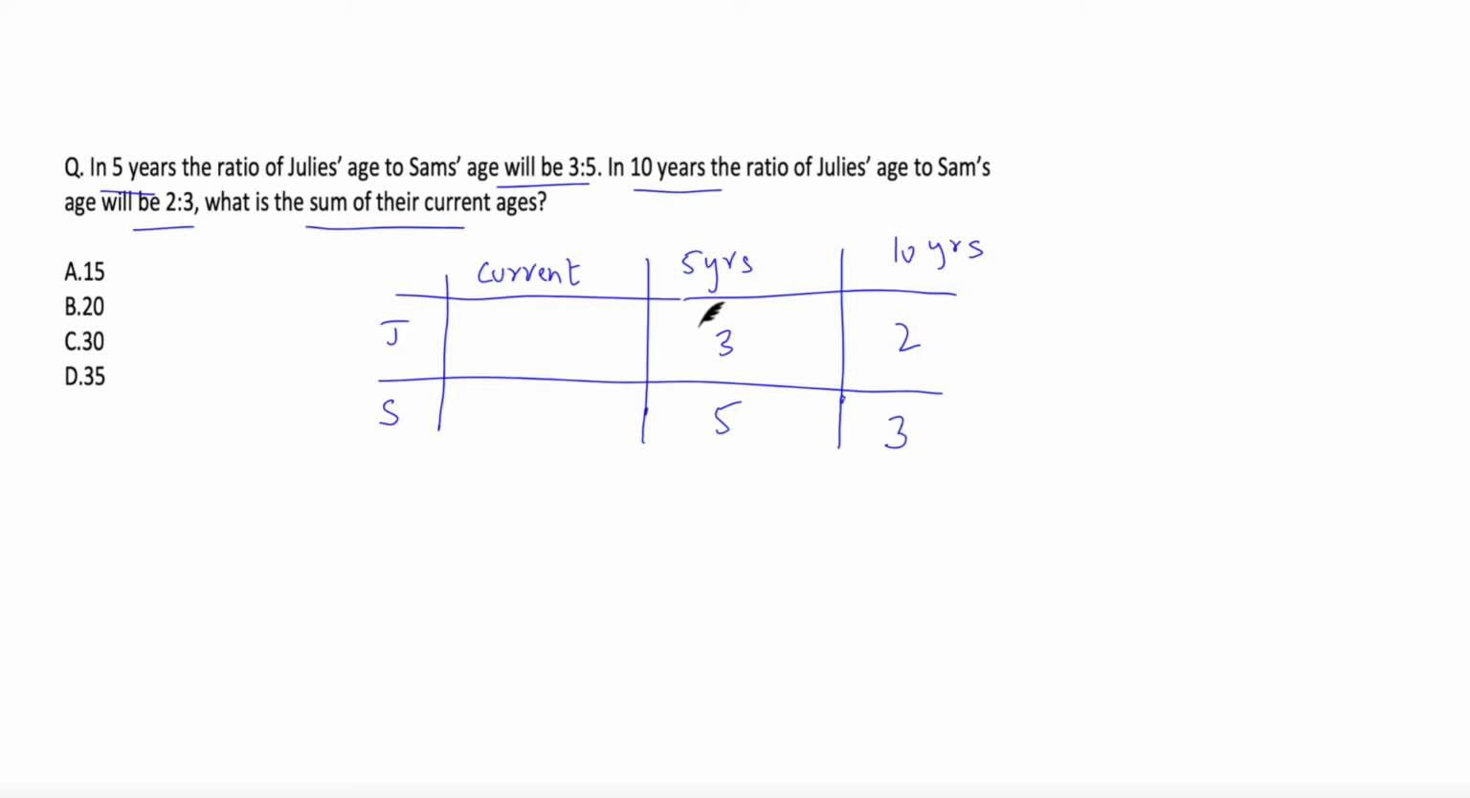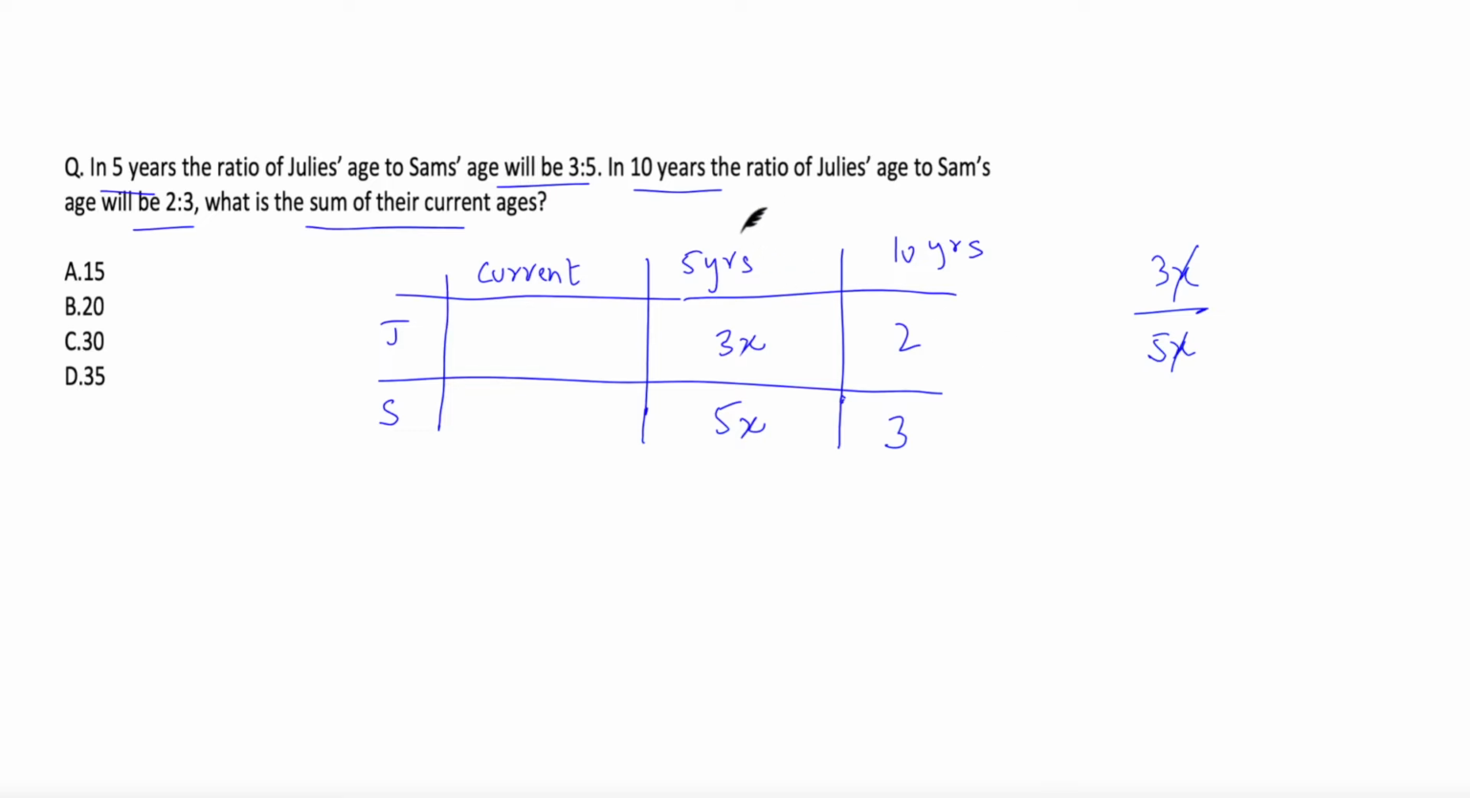Let's say the exact age of Julie after 5 years is 3x. I've multiplied this number with 3. Remember, if you multiply a constant with a ratio, it does not remain a ratio anymore. It becomes an exact number. Similarly, we will do the same here. Basically, the exact ages of Julie and Sam after 5 years are 3x and 5x. That's how you cancel out and you get this ratio. This is what we did earlier as well. So now we know the exact ages of Julie and Sam after 5 years.